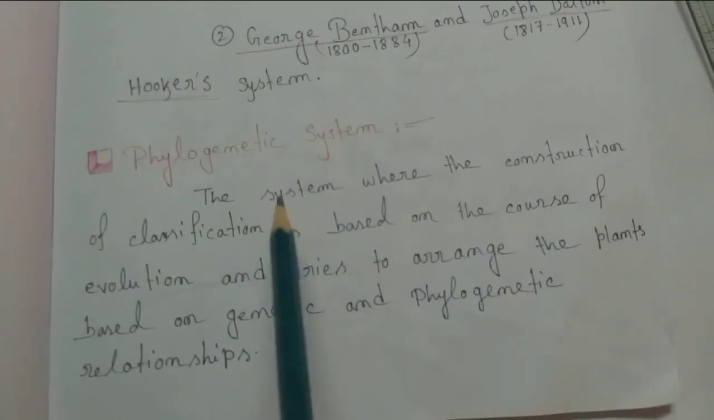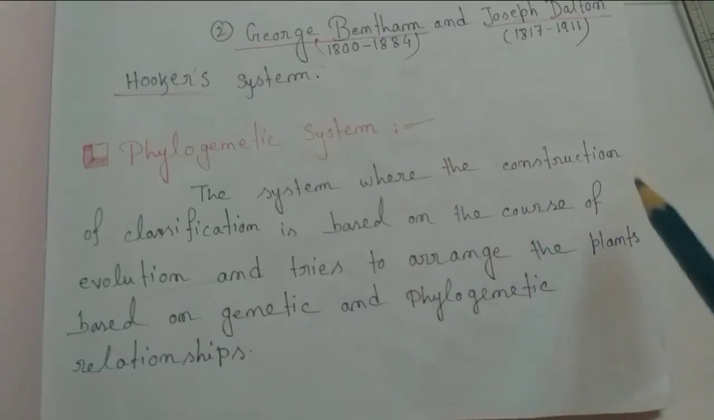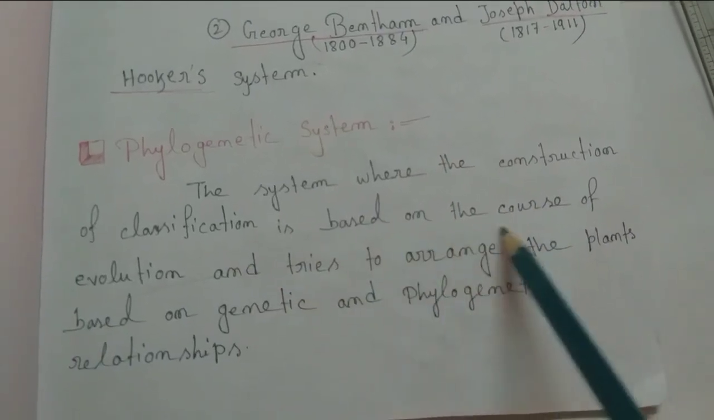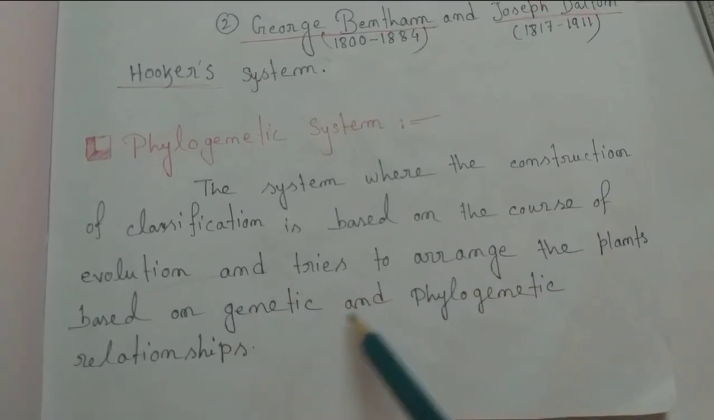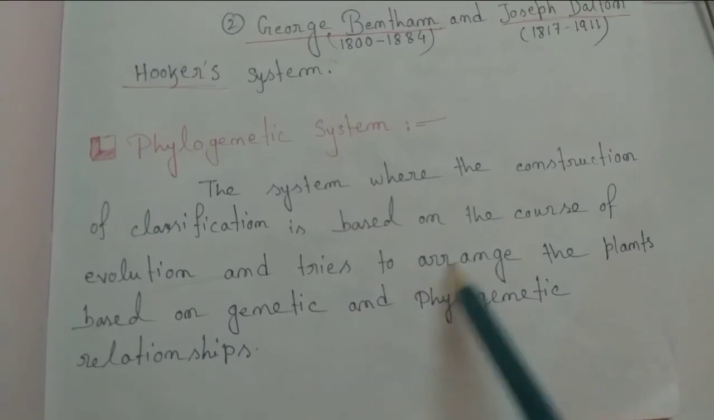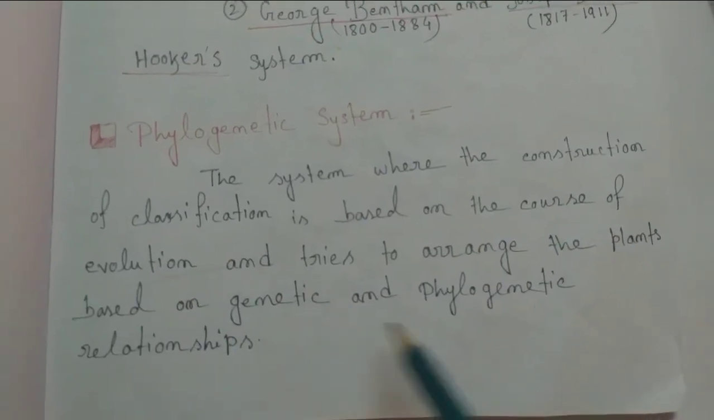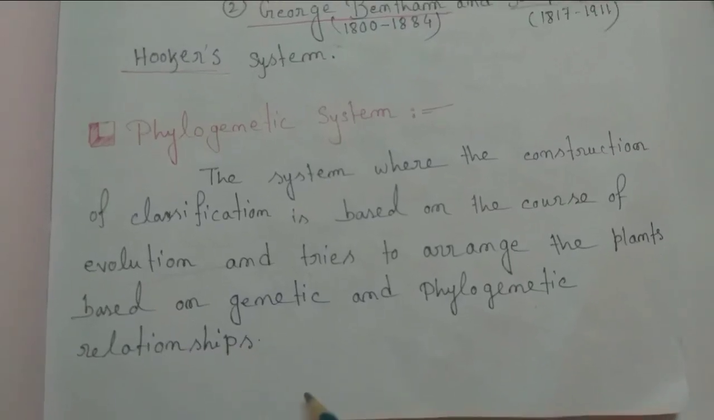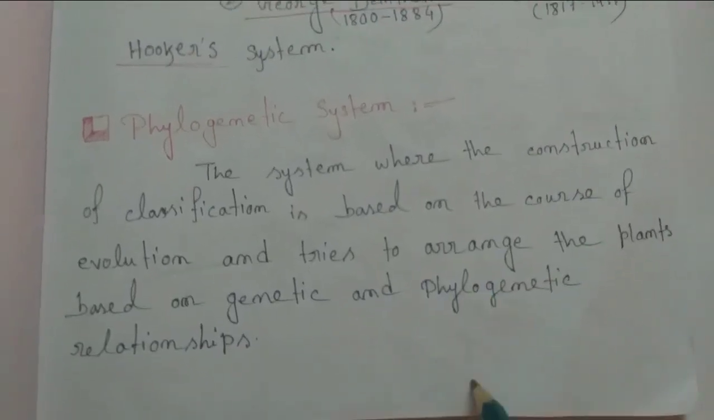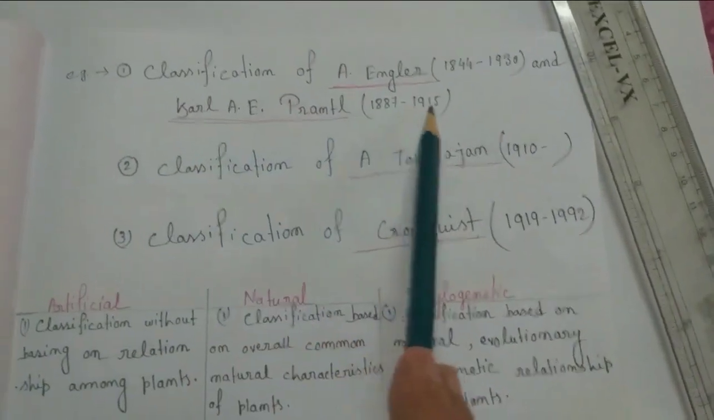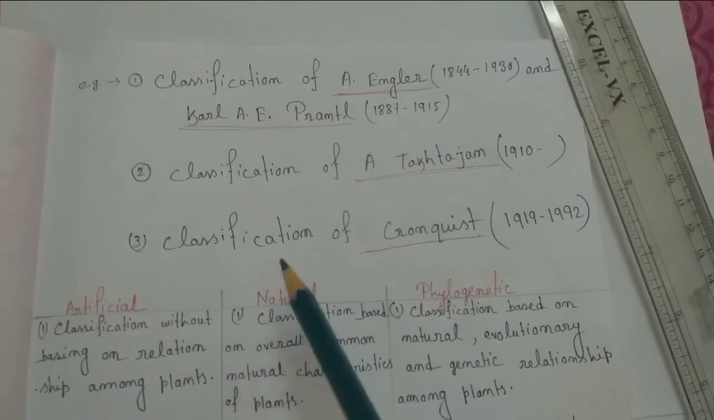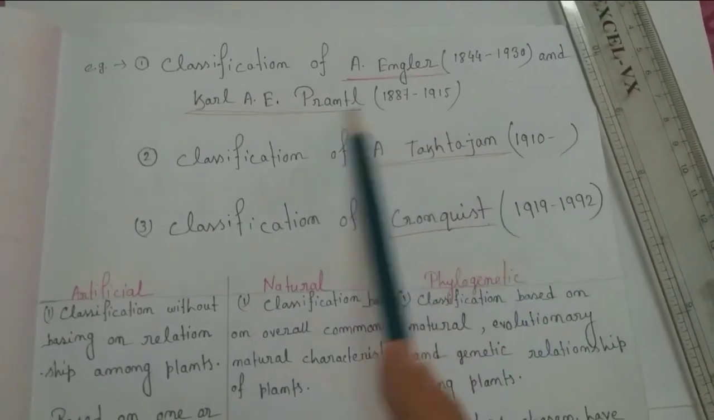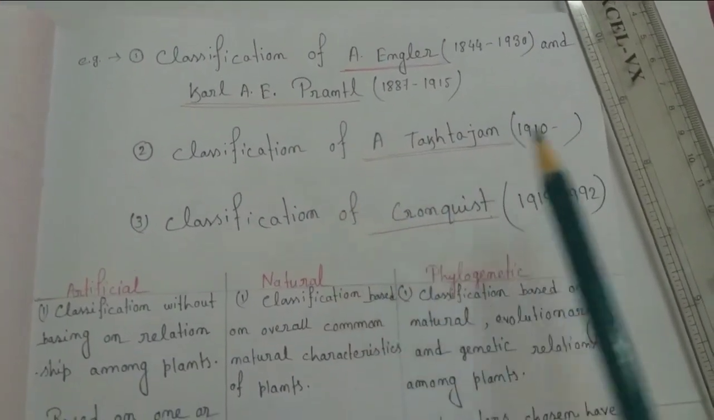The third one is the phylogenetic system, where the construction of classification is based on the course of evolution and tries to arrange the plants based on genetic and phylogenetic relationships. So it is based on the course of evolution, and the phylogenetic relationship is built through a phylogram or a cladogram. The examples are the classification of Engler and Prantl, the classification of Takhtajan, and the classification of Cronquist. We will discuss these classifications in my next classes.